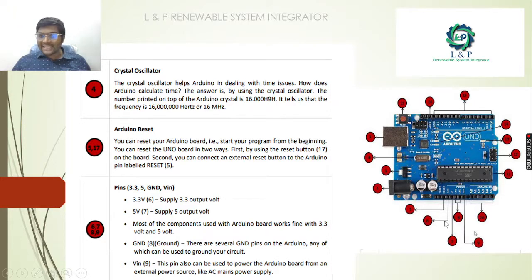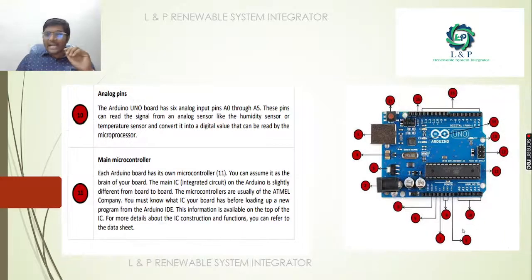And this 6, 7, 8, 9, these are the pins. Pin 6 is used for the 3.3 volt output voltage, and 7 is used for the 5 volt output. 8 is used for the ground connection, and the 9th is the Vin, that is the AC main power supply. And this pin number 10 is the analog pins. If you are connecting any sort of temperature sensor or humidity sensor with a microprocessor, then with the help of these pins we can connect.